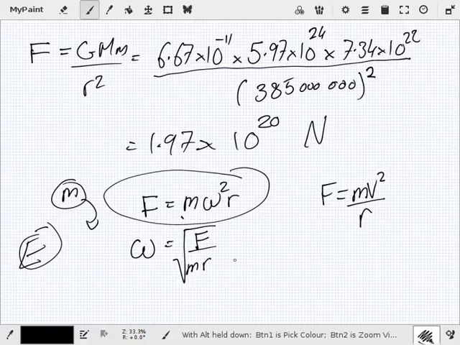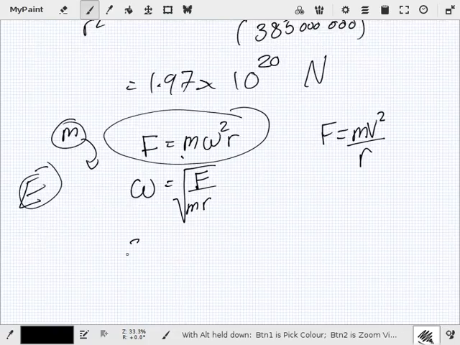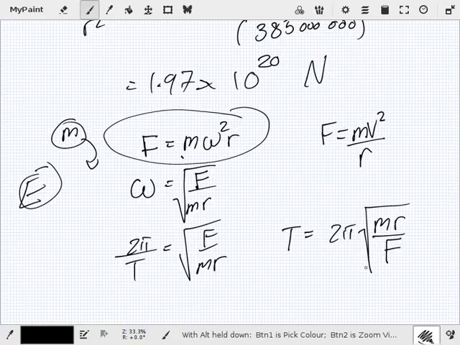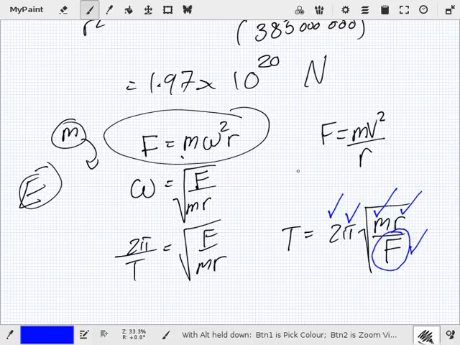And yes, you're right, Amanda. What does omega equal also? 2 pi over T equals root of F over m r. So what does T equal? 2 pi root of m r over F. Do we know 2? Yes. Do we know pi? Yes. Do we know the mass of the moon? Yes. Do we know the distance, the radius between the moon and the earth? Yes. Do we know the force between the earth and the moon? Yes. Here it is.